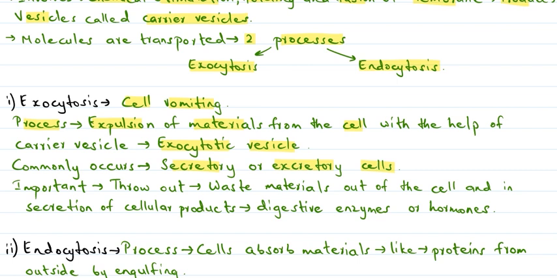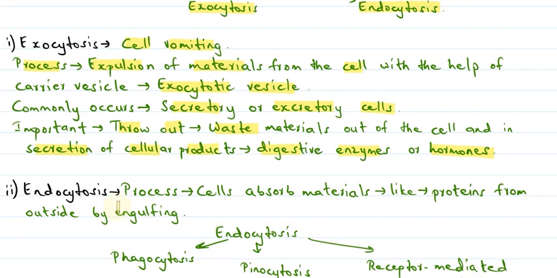Later, it comes in contact with the cell membrane. The vesicle fuses with the cell membrane and bursts open to release the content of the cell. So exocytosis is important for throwing waste materials out of the cell and also in the secretion of cellular products like the digestive enzymes or the hormones. So in these processes, exocytosis plays an important role.